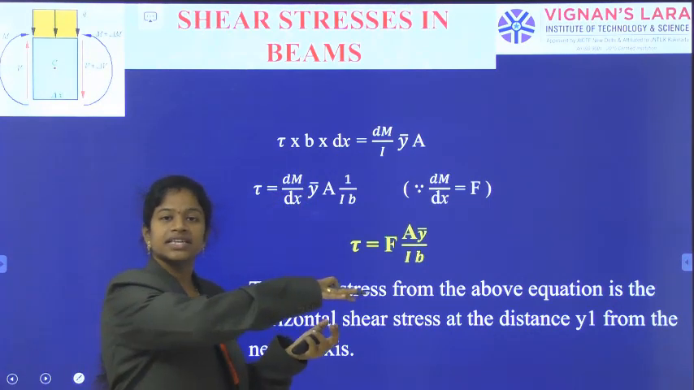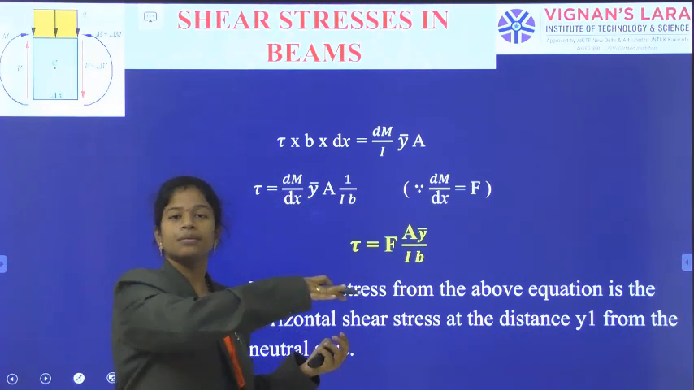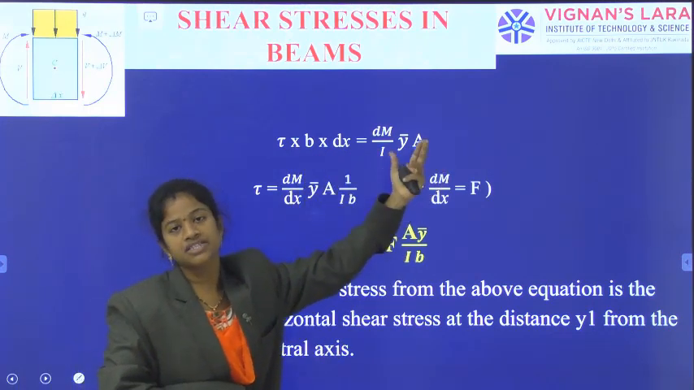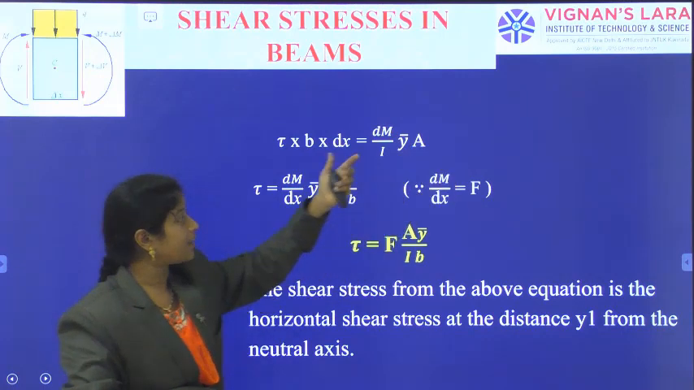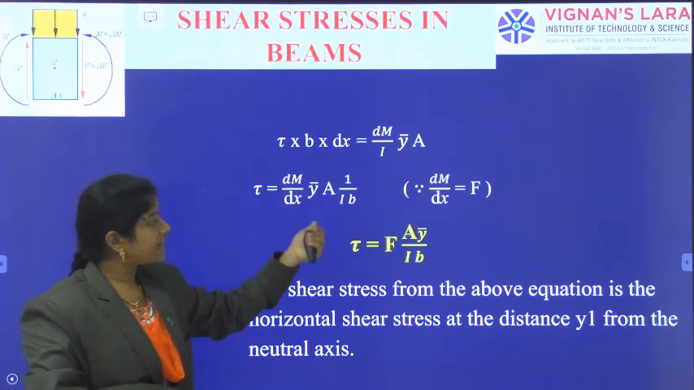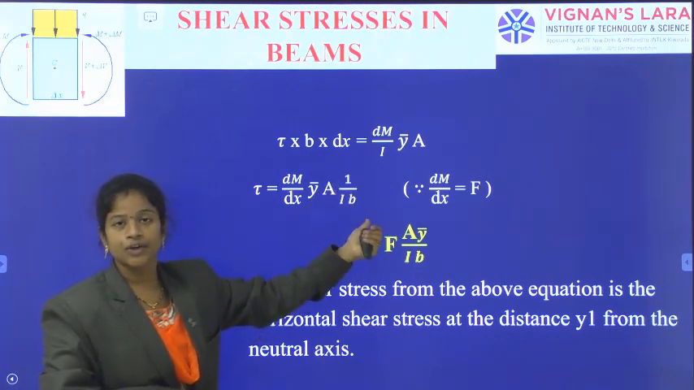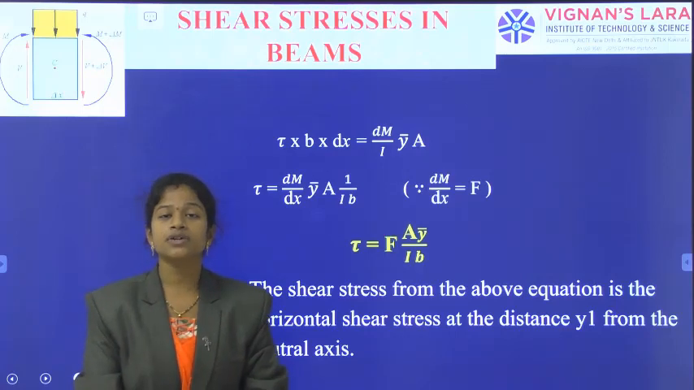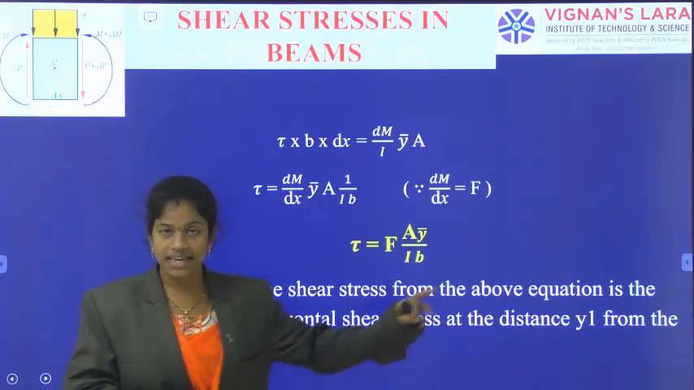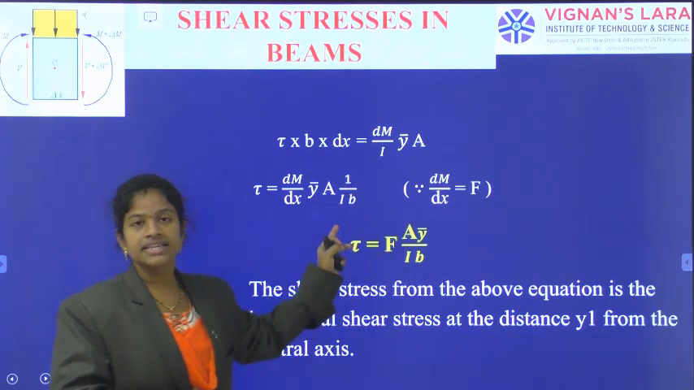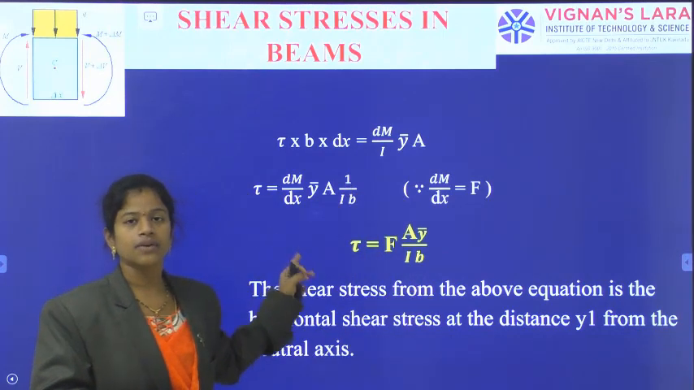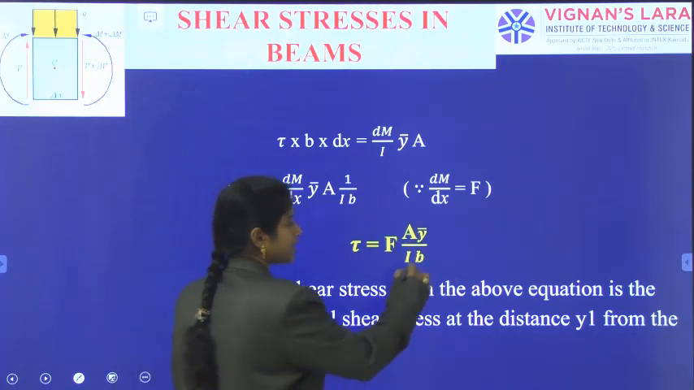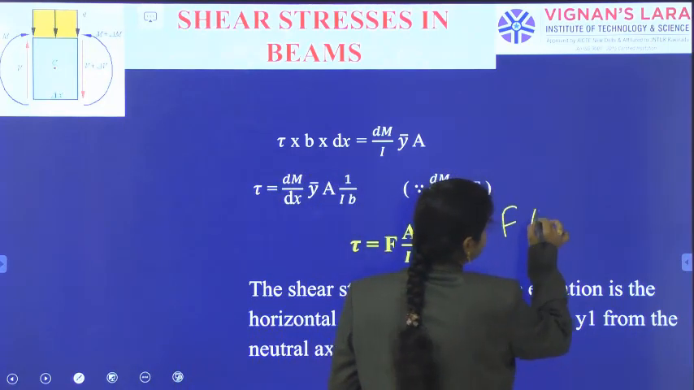That is, the shearing force offered by the section is equal to the unbalanced force coming. So the shearing force is equal to the unbalanced force, dM by I into y bar into dA. And that tau is equal to dM by dx, y bar A, 1 by I into B. As we have already given one more relation, the relation between shear force and bending moment, dM by dx is equal to F. So I am replacing dM by dx with capital F. So tau is equal to F into A into y bar by I into B.